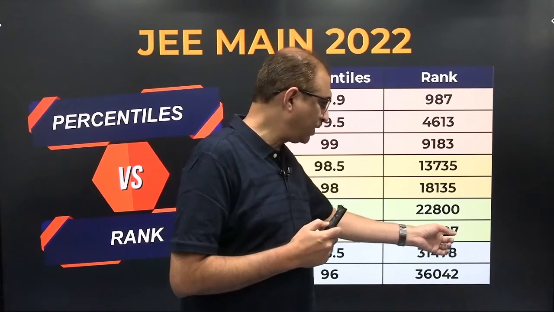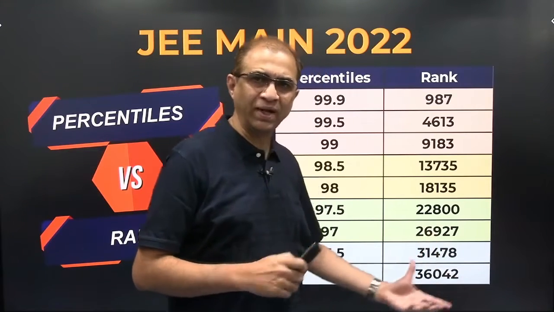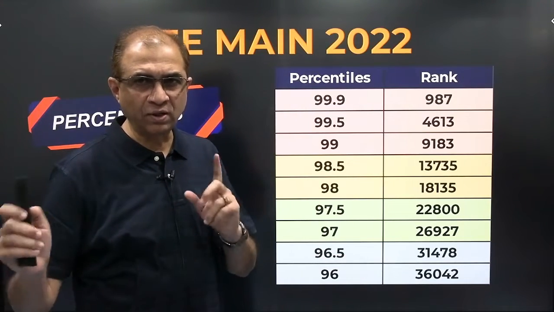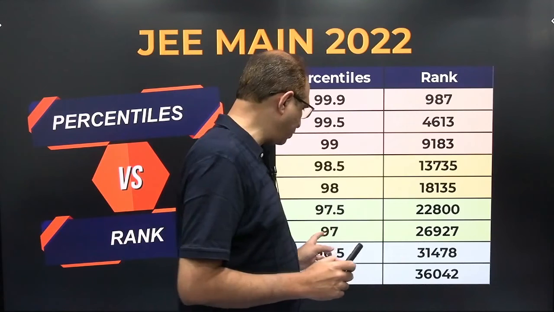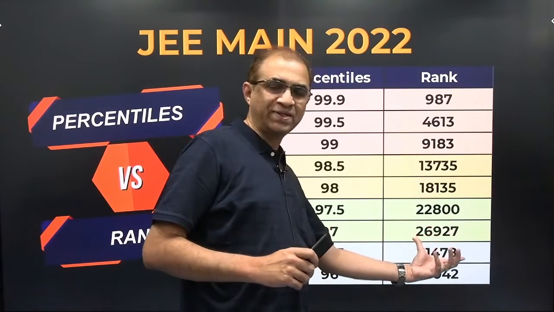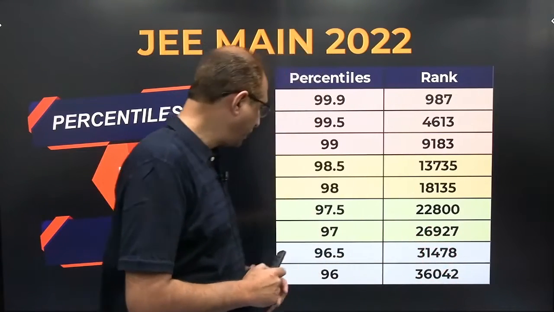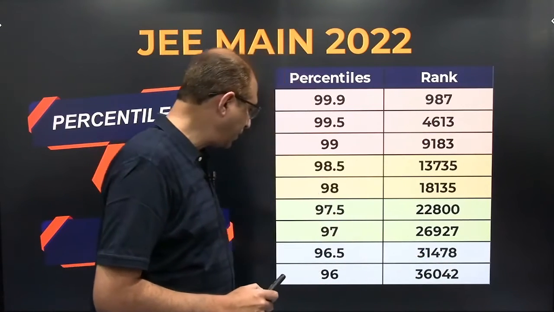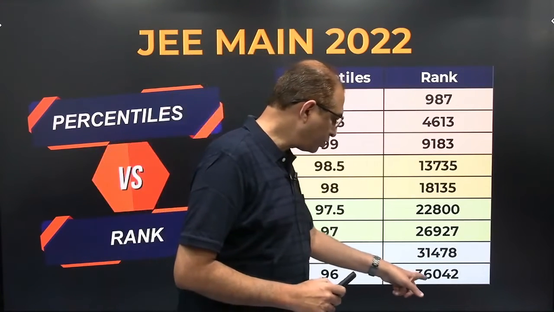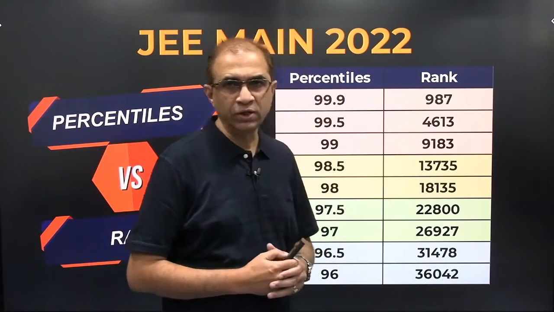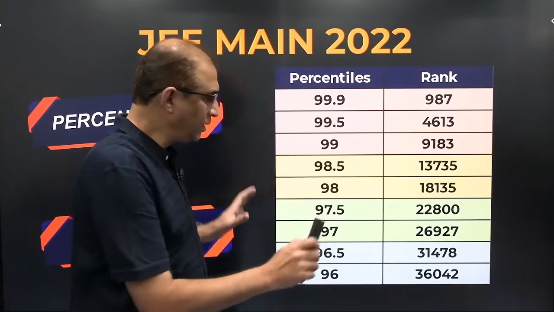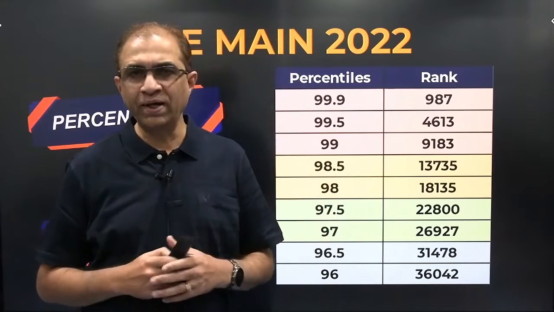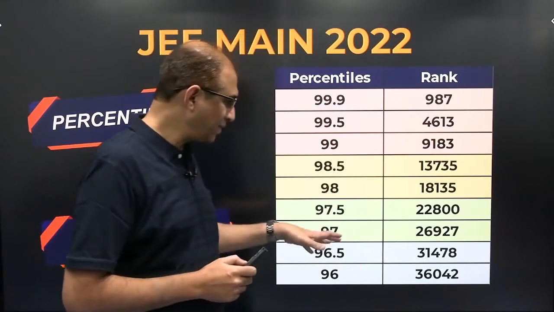97 is 26,987. Let's say 27,000. Again, what I said in the beginning, 1 percentile corresponds to a 9,000 rank drop, that is still getting maintained. So 97 percentile is approximately 27,000 odd ranks. 96.5 percentile, 31,478. 96 percentile corresponds to 36,042. I mean, I can go on, but in the open category, if you want to get some kind of a seat, NIT, triple IT, GFTIs, I think it's somewhere there.